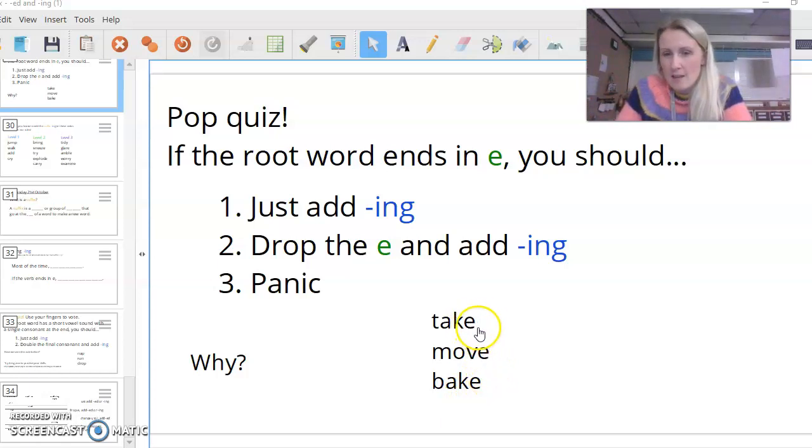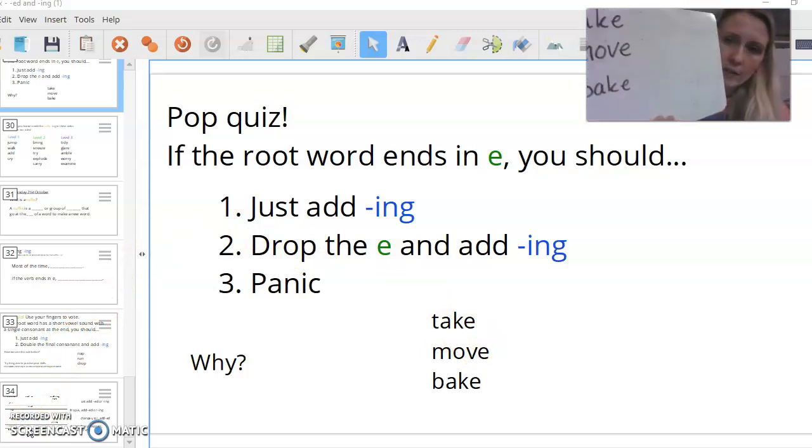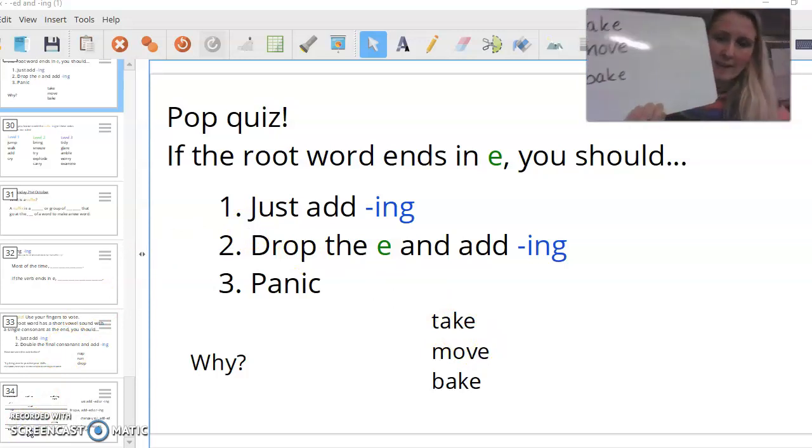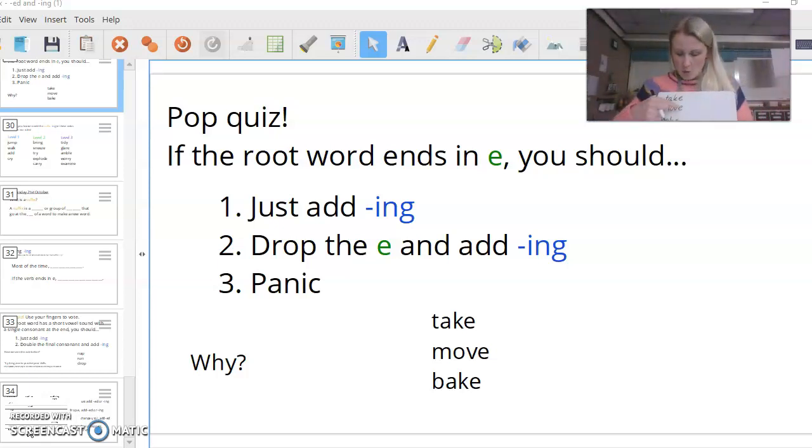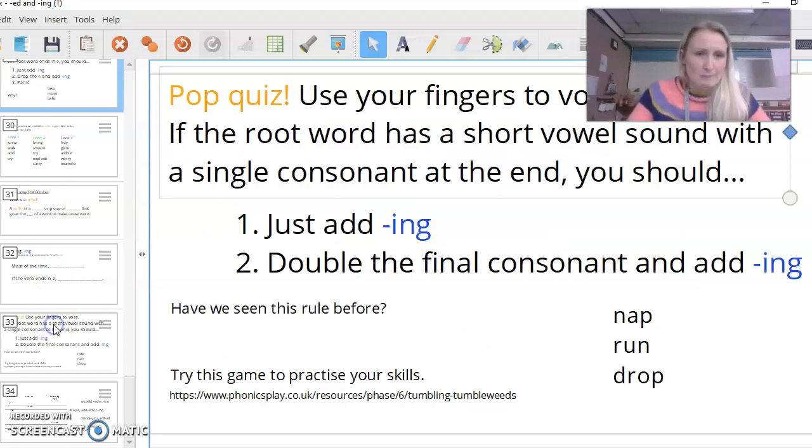What are we going to do? Are we going to drop the E and add the ing? Are we going to just add ing? Have a think. Look at them words and decide what you would do. See that? I've got take, move, bake. If you answered answer 2, you are correct. We're going to drop the E and we're going to add ing. So if it ends in an E with the suffix ing, we're going to drop the E. Okay, this is all just recapping what we already know. It's just making sure we can really focus on this, and we're going to keep going over and over and over this again.